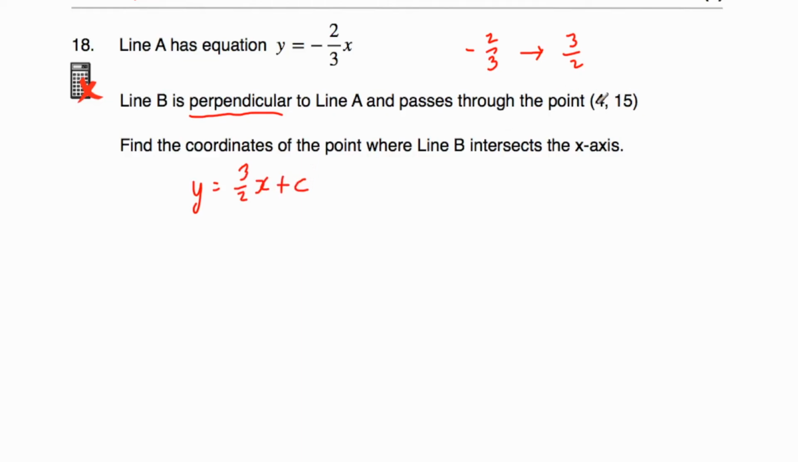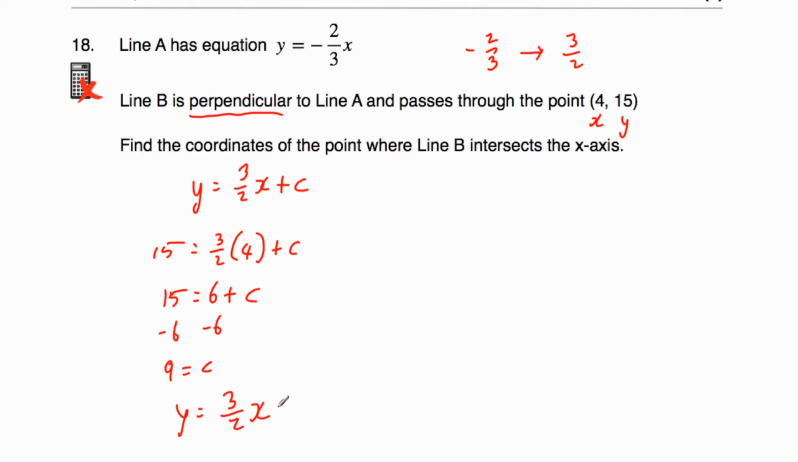Now it passes through the point 4,15, so x is equal to 4 and y is equal to 15. Let's substitute those in and we'll find our value for c. So we've got 15 equals 3/2 times 4 plus c. Whenever we work out 3/2 of 4, we divide by the bottom and times by the top. 4 divided by 2 is 2, times 3 is 6, or another way to think of it is 1.5 times 4 is 6 as well. So we've got 15 equals 6 plus c. Take away 6 and take away 6 gives us 15 take away 6 is 9. So c is equal to 9. So we now know that the line B has got equation y equals 3/2x plus 9.